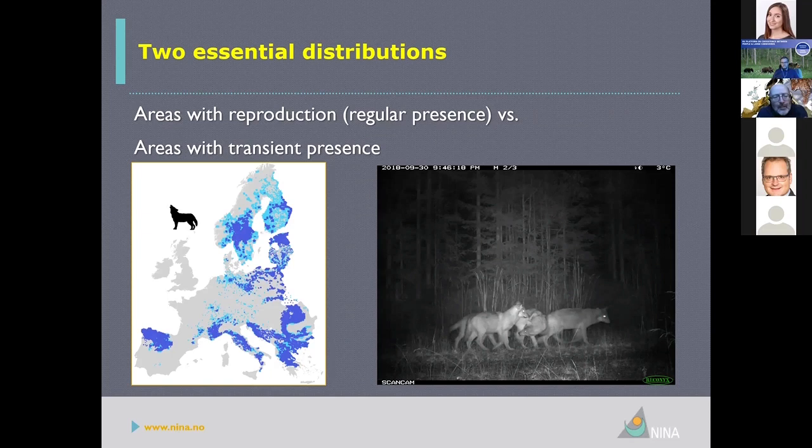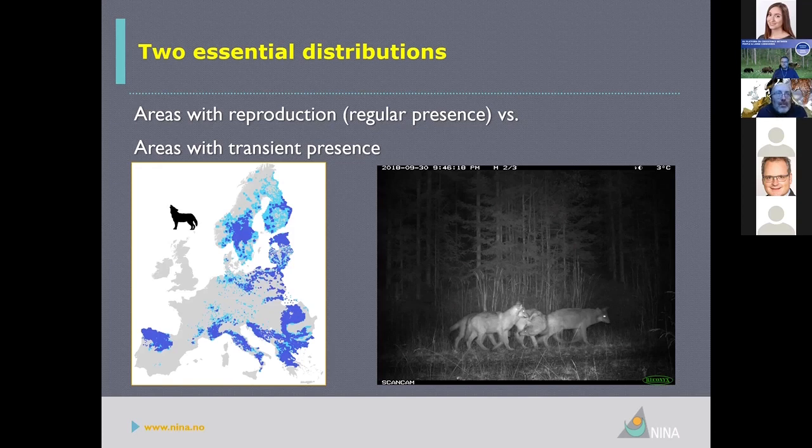So large carnivores are incredibly mobile. Dispersing juveniles can travel hundreds of kilometers from home and travel over massive areas. So simply because a young wolf or a young bear has passed through a landscape doesn't really mean this should be counted as part of its reproductive or regular distribution.